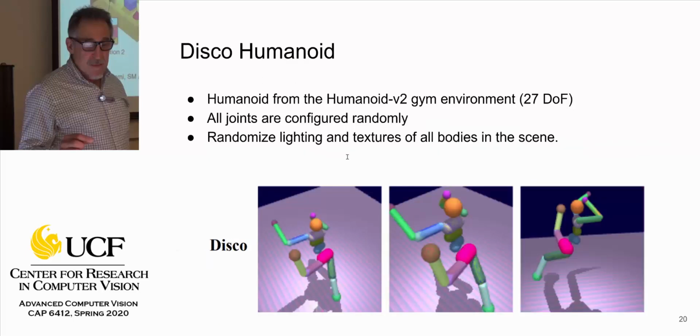Disco humanoid is based on the OpenAI Gym environment, humanoid version 2.0, and it's a 27 degree of freedom humanoid. And again, the joint angles are randomly produced, as well as lighting and textures for the scene are all randomly produced.